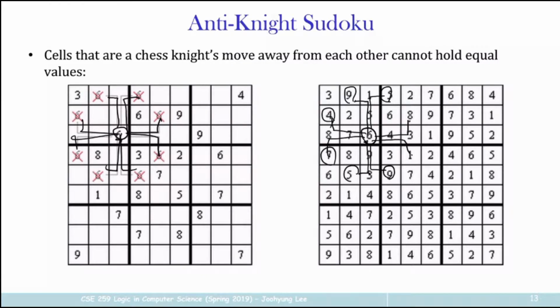So let's pause here and think about how to solve this problem. How can we solve this anti-knight Sudoku problem? Again, we do not want to touch the base program, right? We just want to add one more rule. Actually, one. I don't mind, actually. You can add as many rules as you need. Okay? So, what can we do?